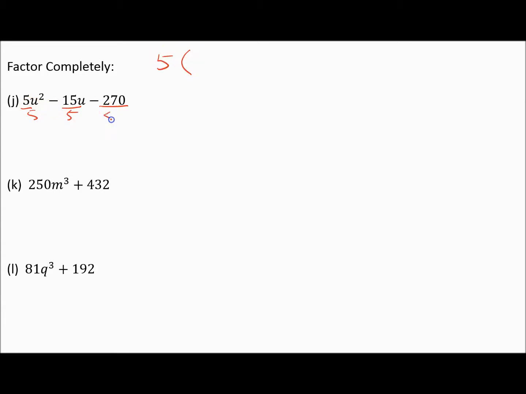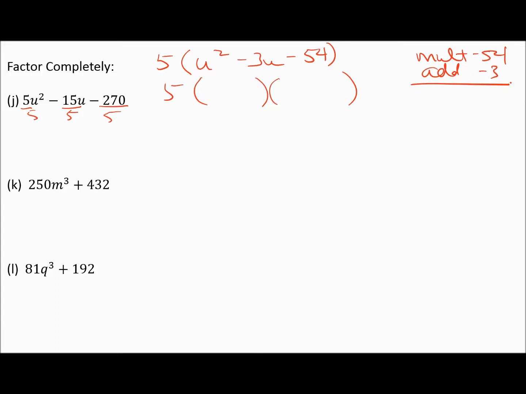I'm dividing each of these by 5. It's going to give me u squared minus 3u, and then I'm going to use my calculator to see what 270 divided by 5 is, and I've got 54. Okay, so now this is a trinomial with a leading coefficient of 1. So that's one of those where we can jump right into this if we can find numbers that multiply to be negative 54 and add to be negative 3, only if we can do that, okay?